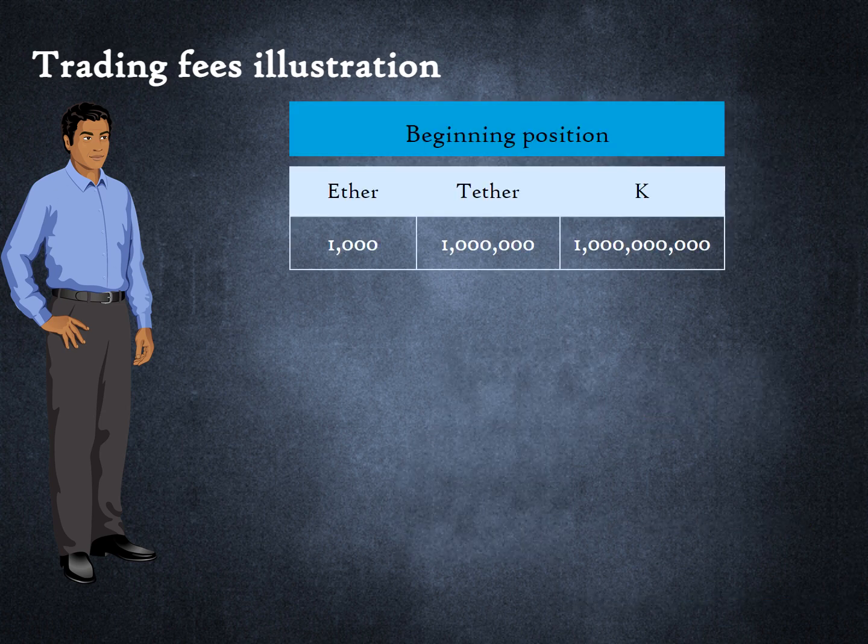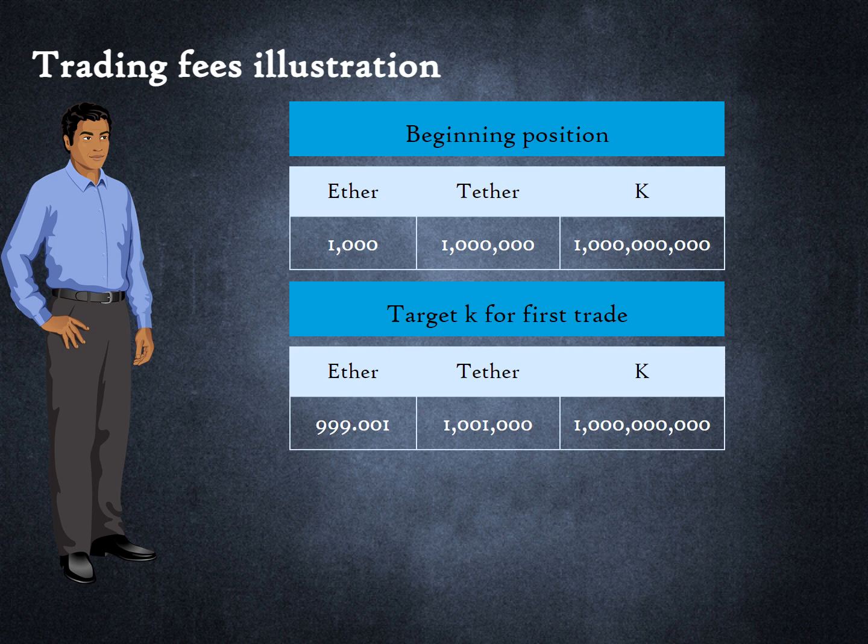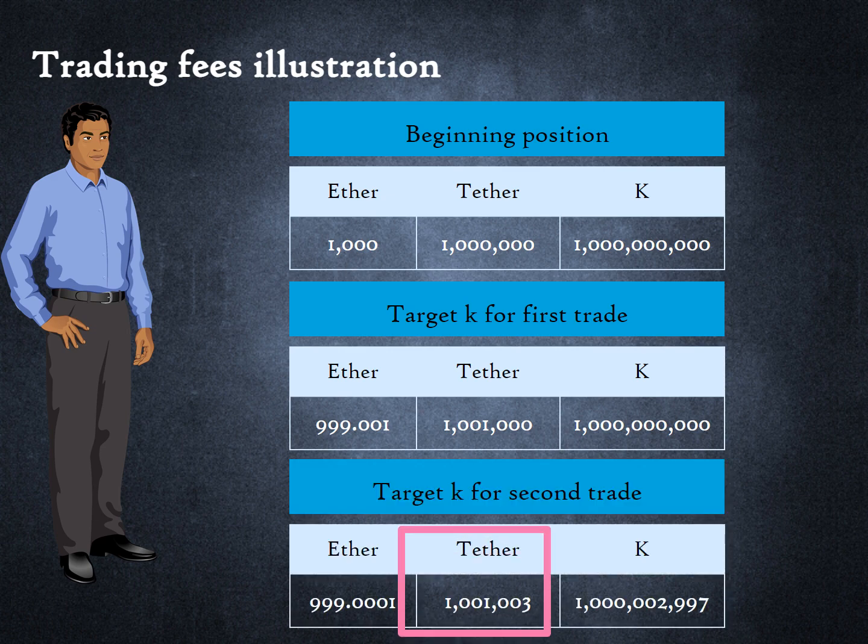For the first trade, Bob must pay sufficient Ether so that the target K remains 1 billion. However, after the first trade is executed, the supply of Tether is increased by 3 tokens, which represents the fees. All else remains the same. Hence the target value of K now increases for the second trade. The Uniswap protocol thus reinvests the fees into the liquidity pool. This is similar to how mutual funds give investors the option of reinvesting interest and dividends.